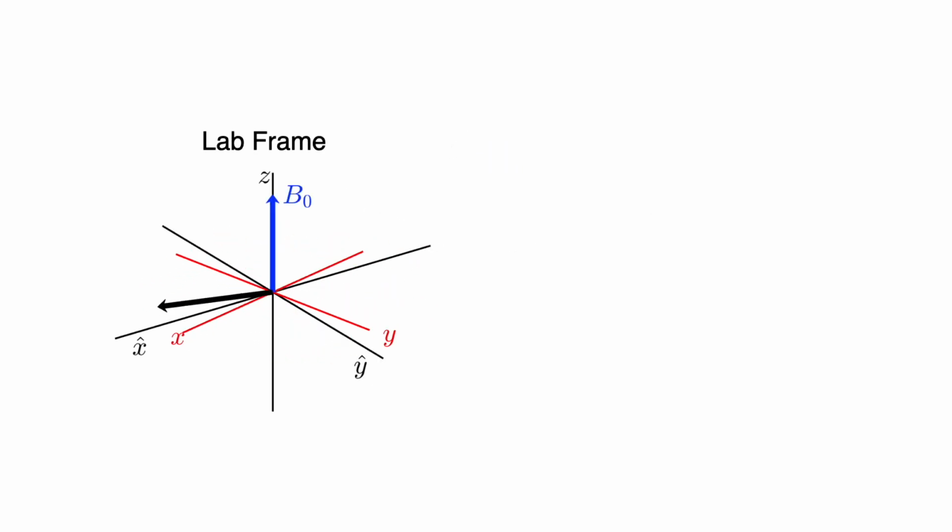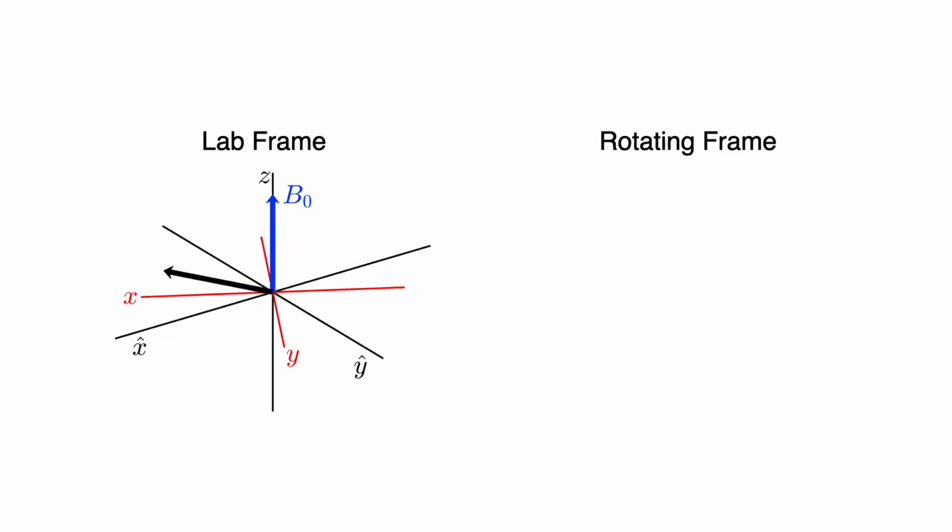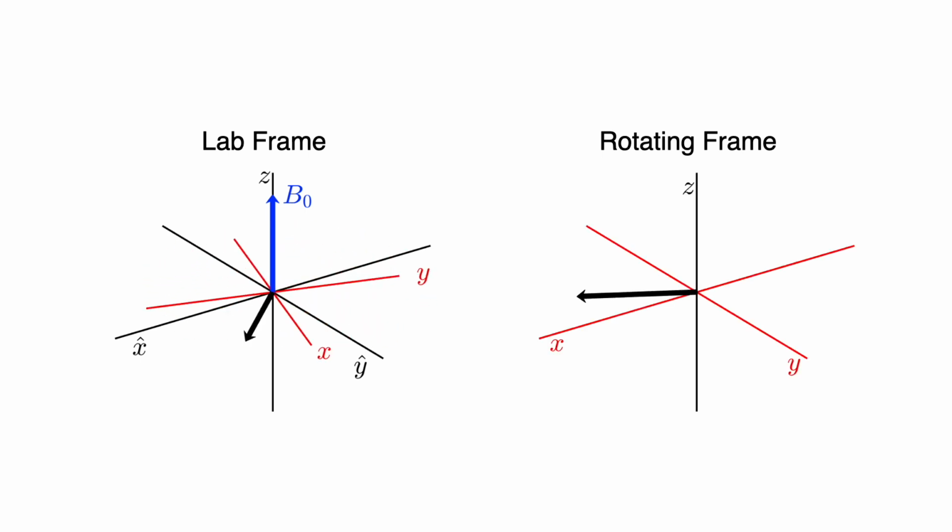We can create a separate coordinate system that is rotating at the same frequency. And in this separate coordinate system, which we'll call the rotating frame, the vector is not rotating at all. And so it's like there's no external magnetic vector in this rotating frame. There's simply the net vector of the water.